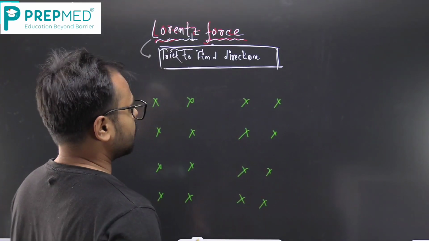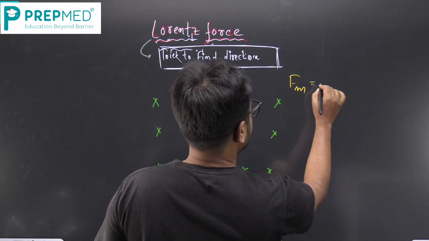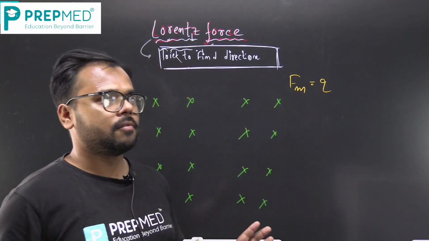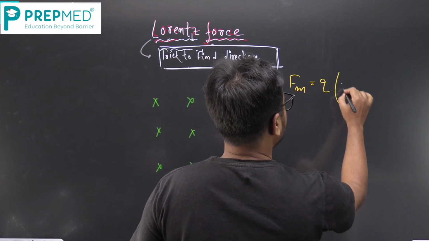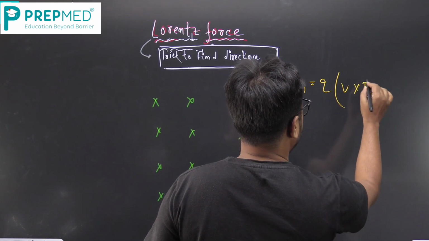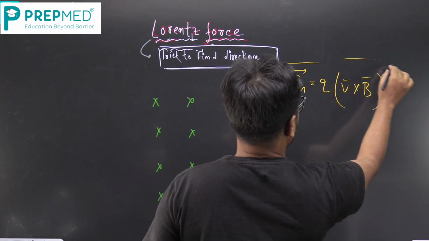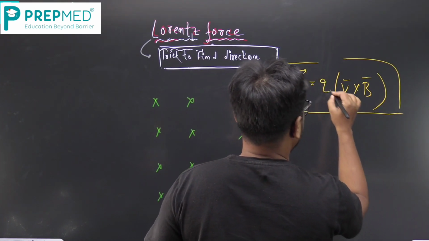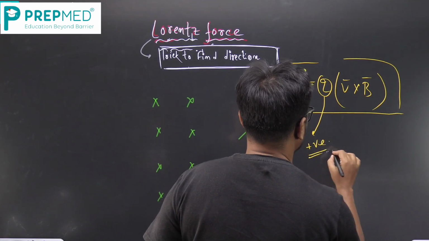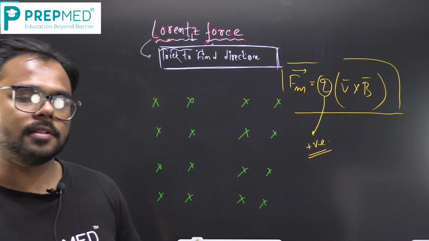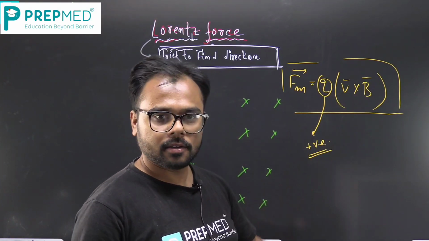So the expression of the Lorentz force is written as Fm equals Q into V cross B vector. I'm not talking about any electric field, I'm only talking about the magnetic field applied here. There is a cross product, and this is also a vector. This is the force experienced by the charged particle, taking it as positive right now, because for a negative charged particle the force is exactly opposite. This is the velocity vector of the charged particle, and this is the magnetic field vector.